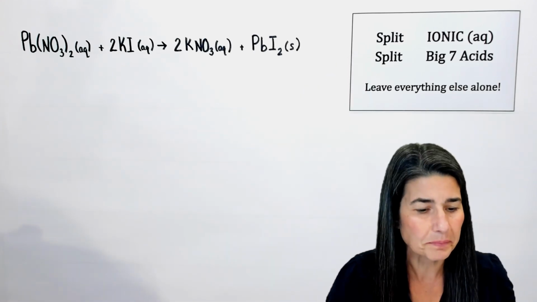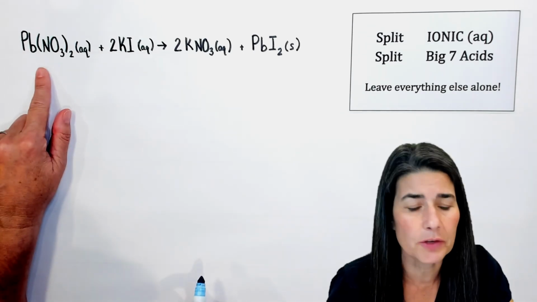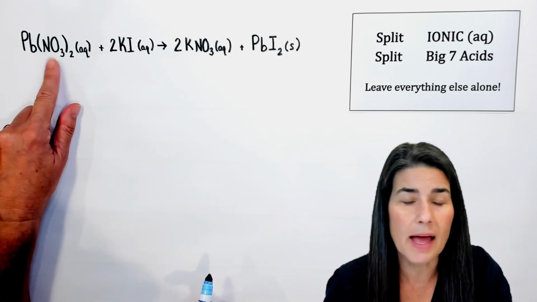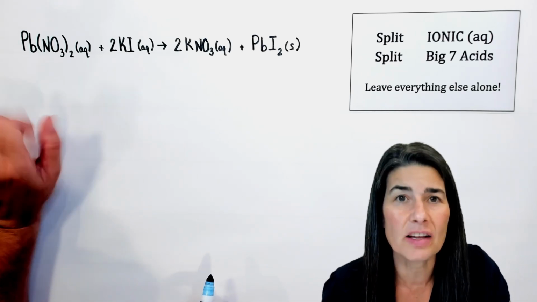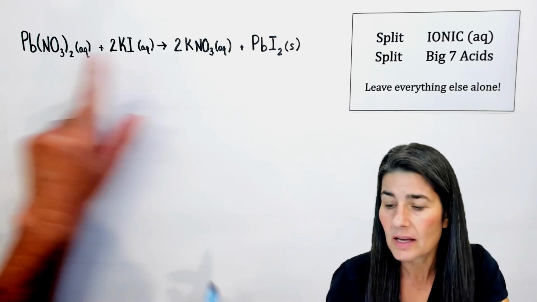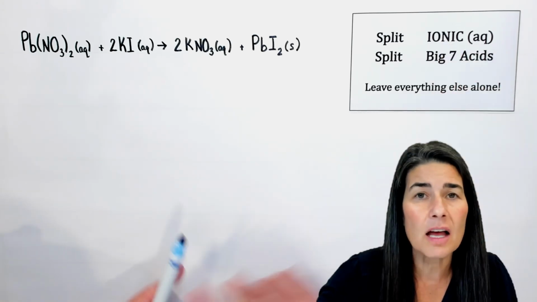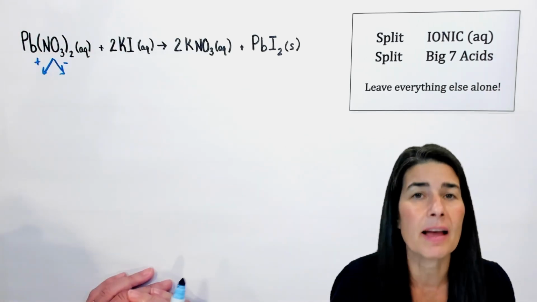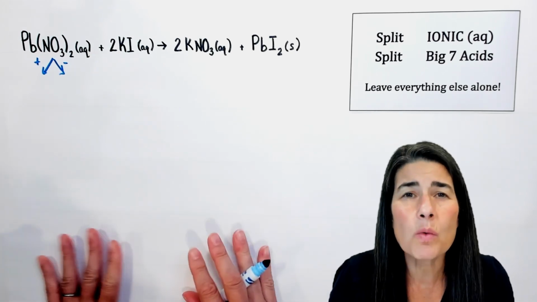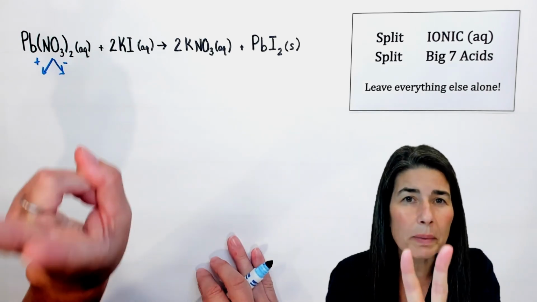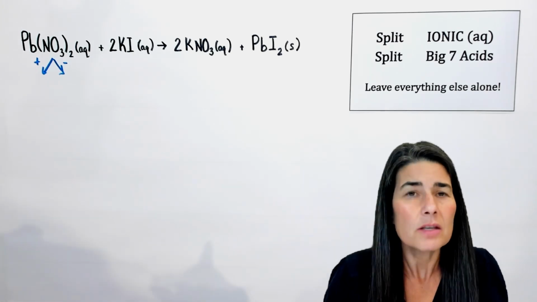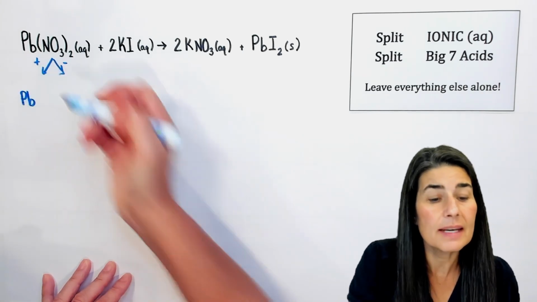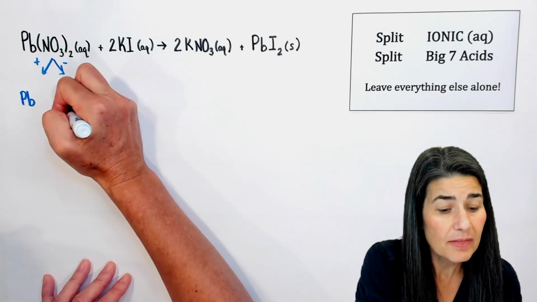So let's begin. I'm going to take a look at this first compound shown, lead nitrate. Lead nitrate starts with a metal and a polyatomic ion. It is ionic. It also says aqueous. So since it's ionic and aqueous, we're going to split it into the positive and negative ions that it contains. We're always going to split these into just 2 pieces, never more than 2. So the first positive piece happens to be the lead. The negative piece happens to be the nitrate.